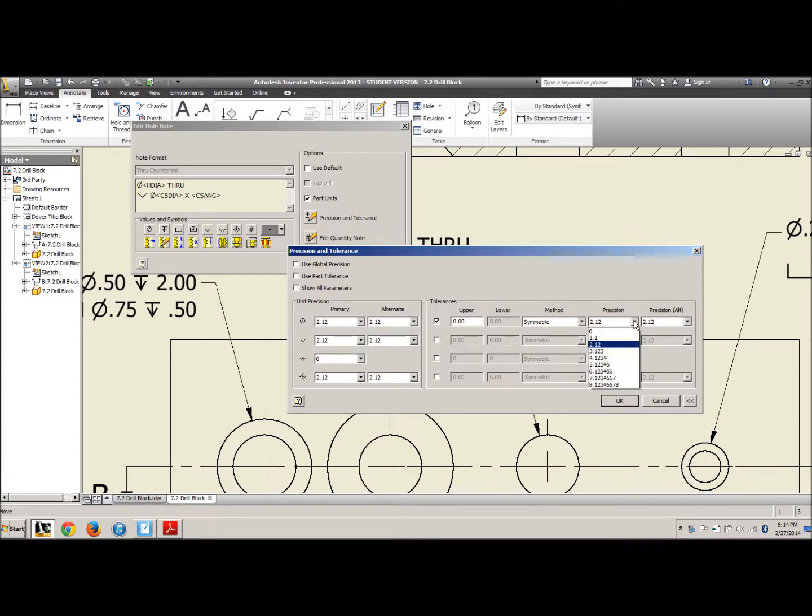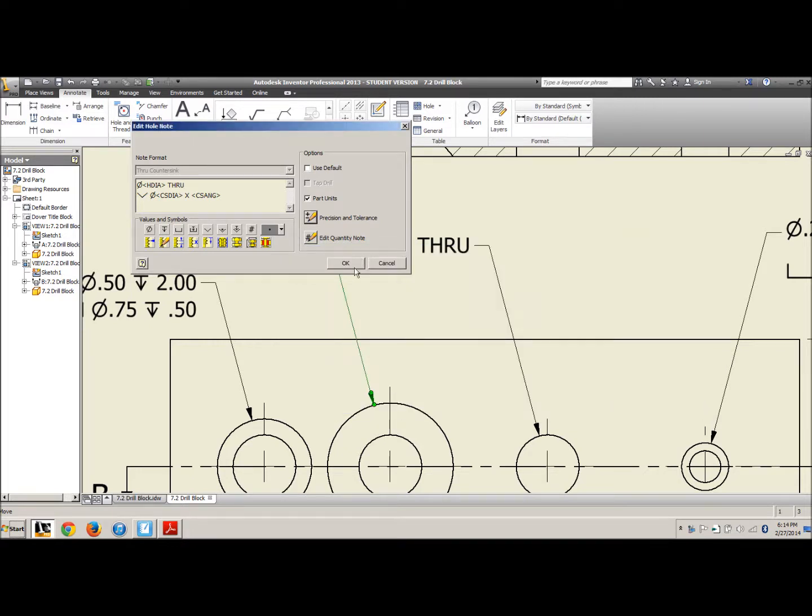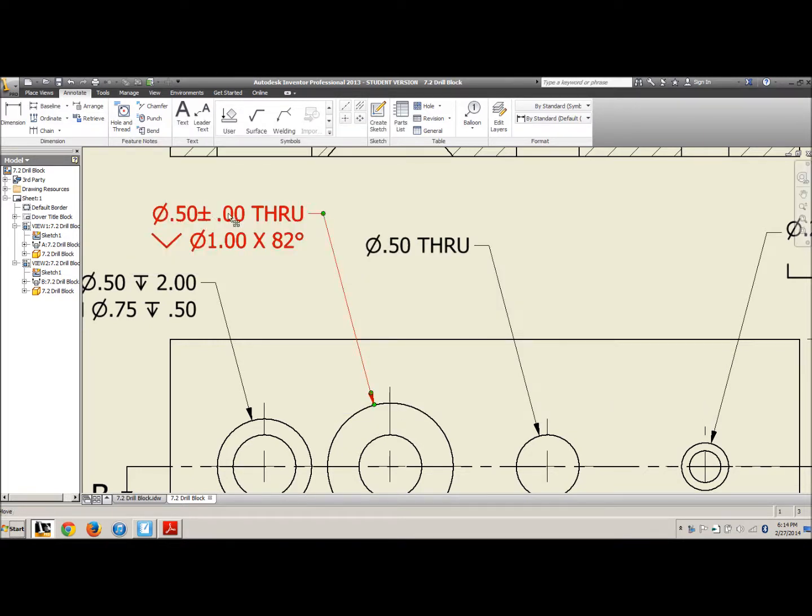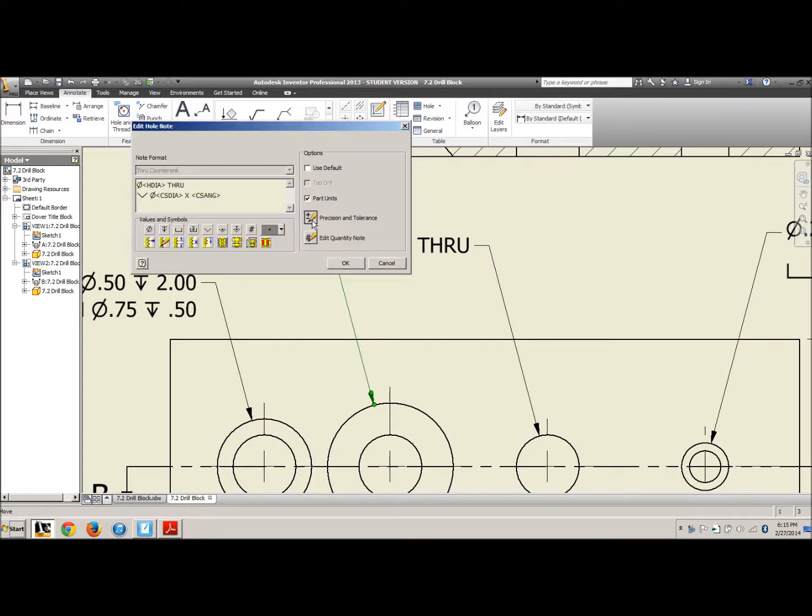And we might need to make that 3 decimals. I don't know, I guess we'll see if it works, and we can always change it. Yeah, we have to make that 3 decimals. Edit the hole note, precision tolerance.